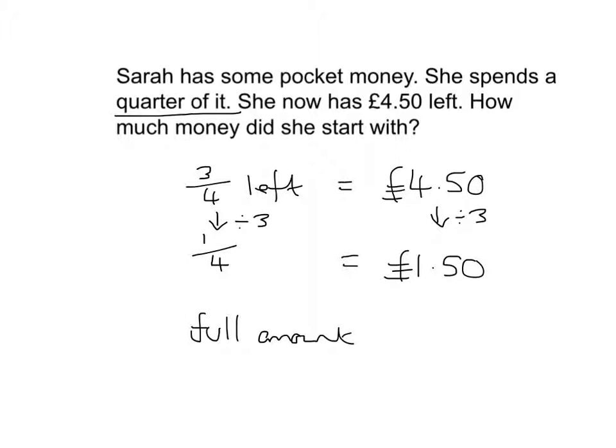So again, 3/4 plus a quarter would give us a whole one, the full amount. So if I do £4.50 plus £1.50, that will give us the full amount, which must be £6. Again, have a quick check. If I spend a quarter of £6, a quarter of £6 is £1.50, and that would leave me with the answer, which is £4.50.